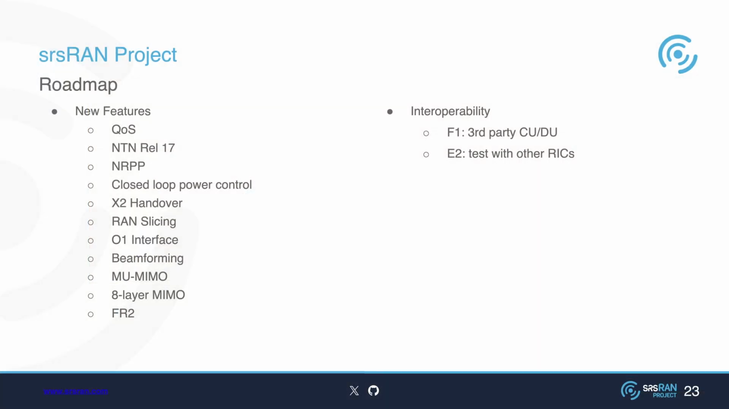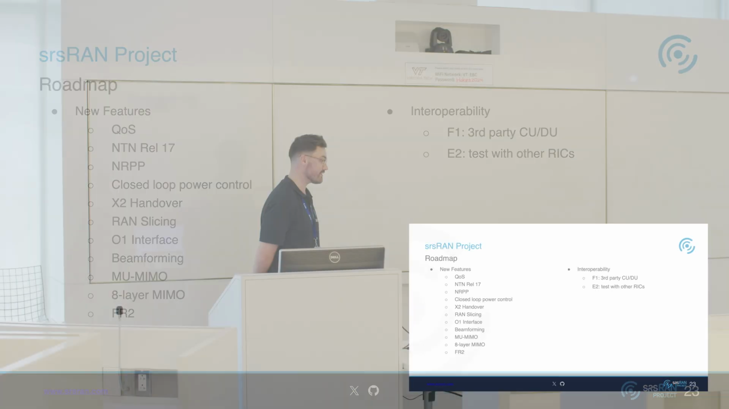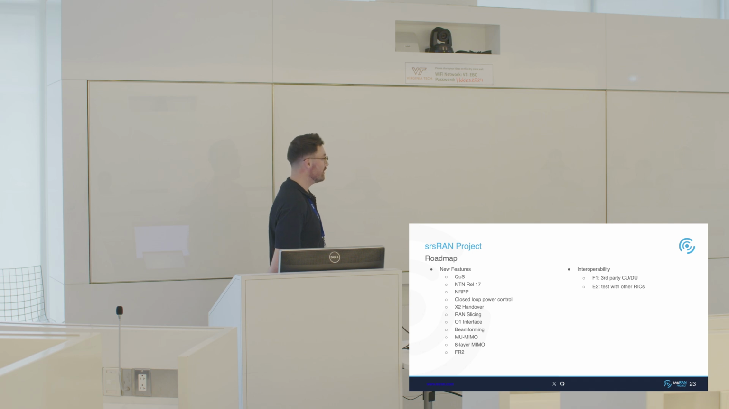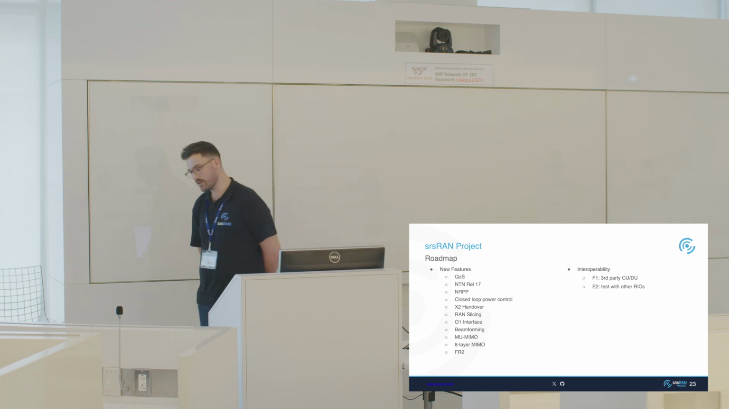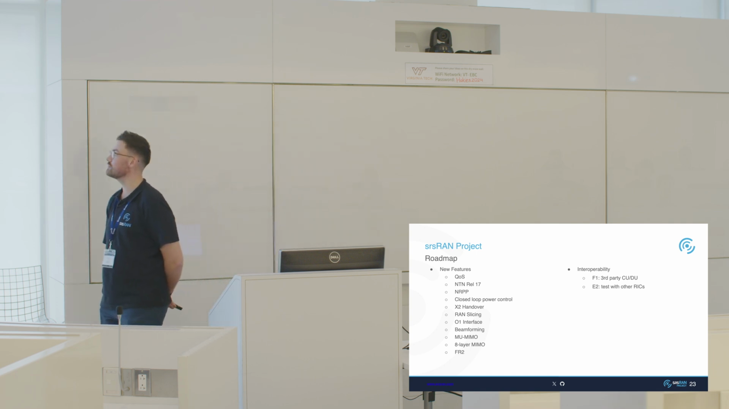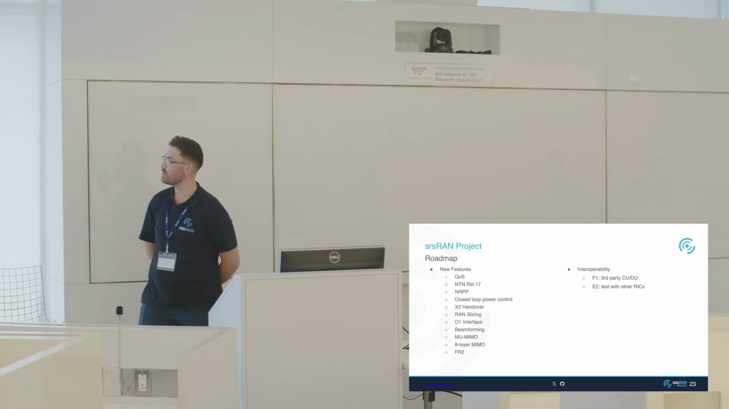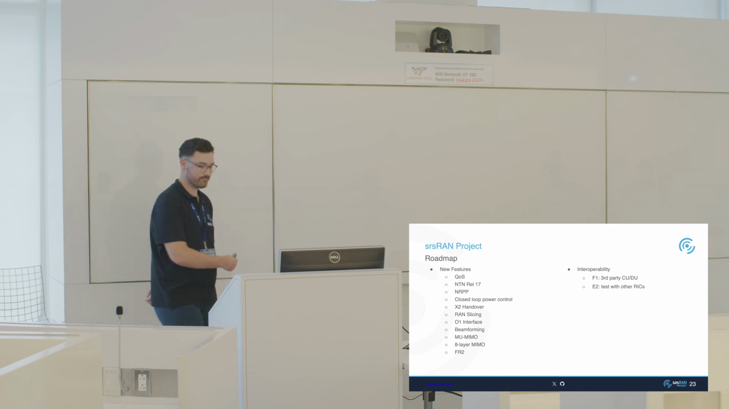O1 integration, so this will be support for non-real-time RICs, more E2, so expanding the E2 interface. Anybody who is developing and working with the E2 interface and near real-time RICs will know that that is quite a heavy lift. So we're doing our best to get those features out as quickly as we can. And then moving into 2025 and beyond, we'll have FR2, carrier aggregation, massive MIMO, and lower latency.